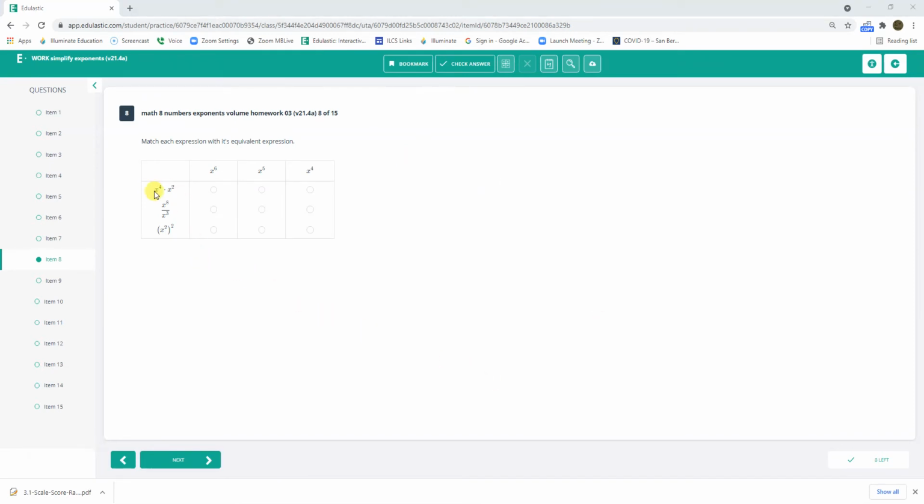Let's see. X to the 4th times x to the 2nd, that's going to be x to the 6th. 8 on top, 3 on the bottom, means there's more on the top. X to the 5th on top. And 2 times 2, power multiply, x to the 4th.